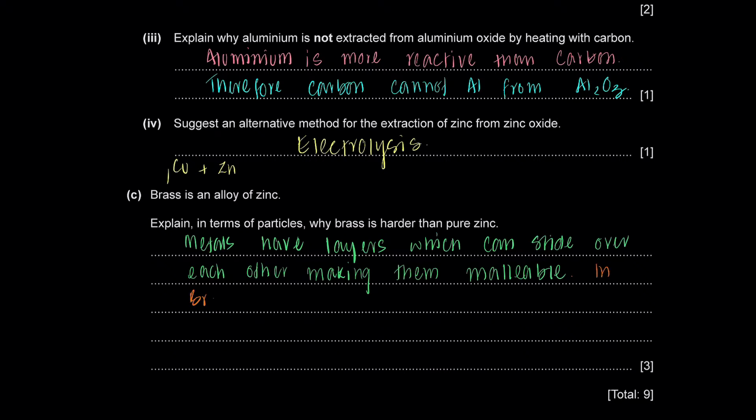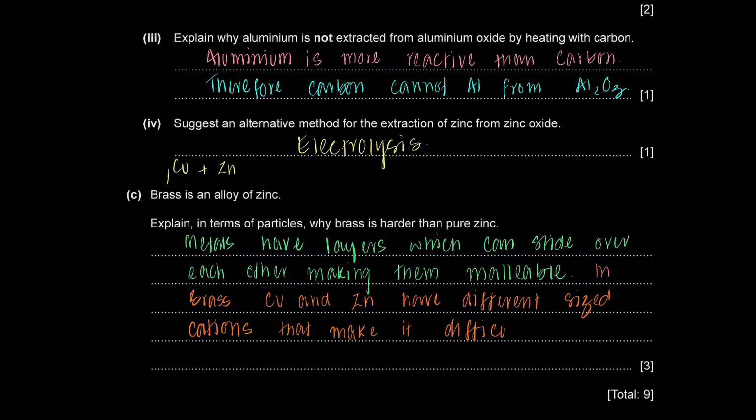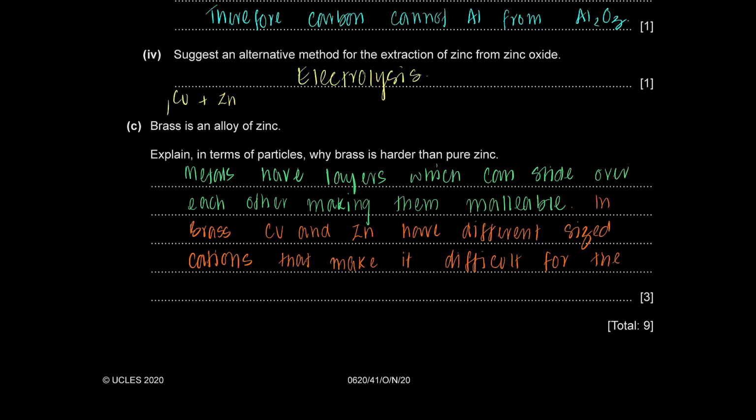In brass, I'll say copper, I would have written it down, but my wrist started hurting really bad right now, so I'm just going towards elemental symbols. Copper and zinc have different sized cations, positive, right? That makes it difficult for the layers to slide over each other.